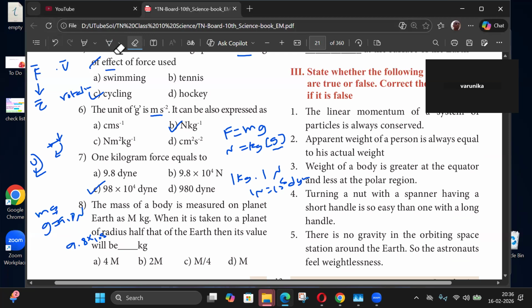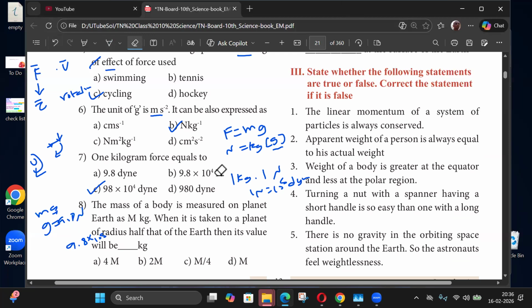Check the answer. Yes, sir. 1 kilogram force means basically weight due to 1 kg. Weight due to 1 kg is m into G. So that's 9.8 newtons in SI units. So Newton to dyne conversion is 10 raised to 5.